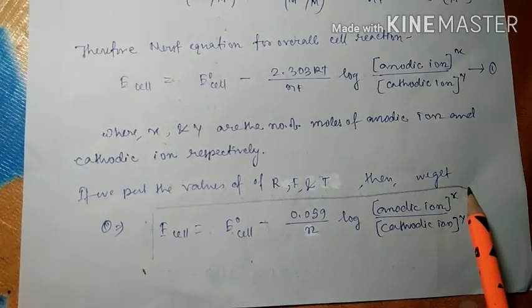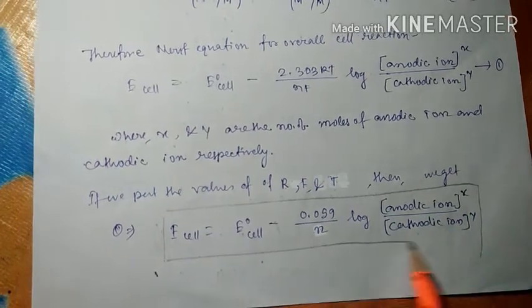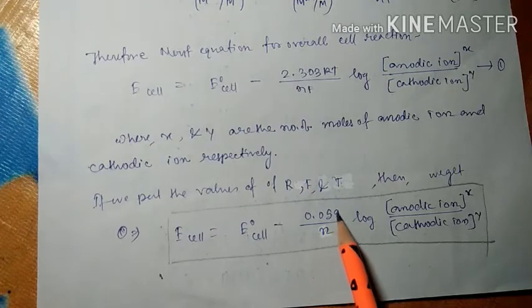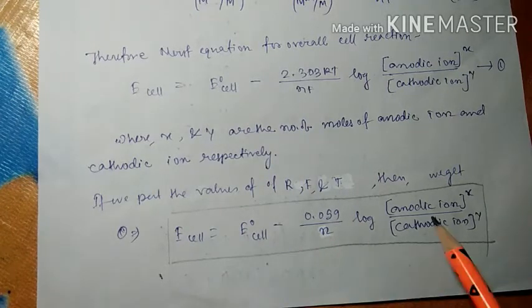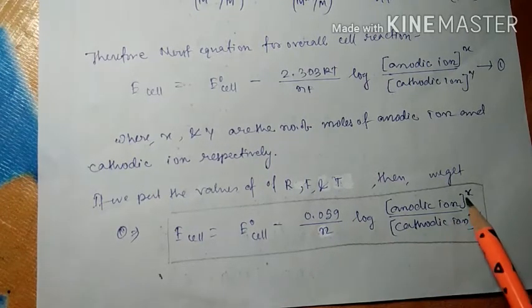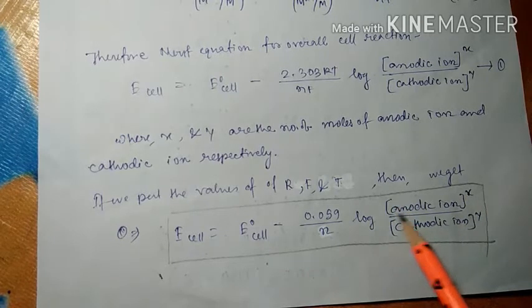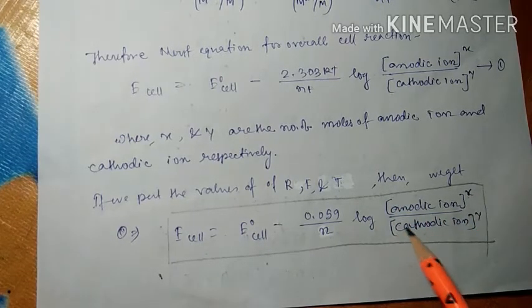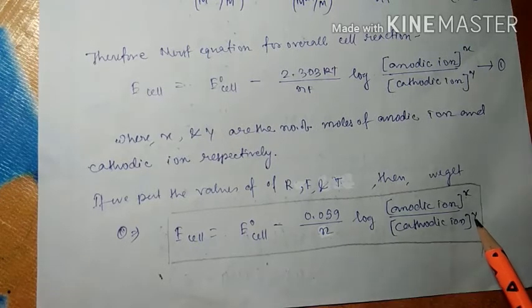This one is the Nernst equation, where E cell equals E naught cell minus 0.059 by n log of the concentration of anodic ion to the power x by the concentration of cathodic ion to the power y.